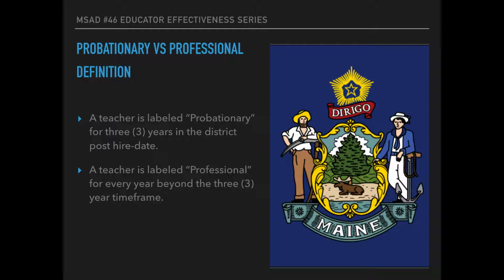First and foremost, when we're talking observations and evaluations, it's important to know the difference between probationary and professional staff. A teacher is labeled probationary for the first 3 years in district, post their hire date, and after that, once a teacher's been here for more than 3 years, they are labeled professional. There's an entirely other video on how the timelines are laid out for teachers in our district, about what probationary and professional means and what happens in each year of their observations. I would highly recommend you go and watch that video, part of this series, called Observation and Evaluation Timelines.